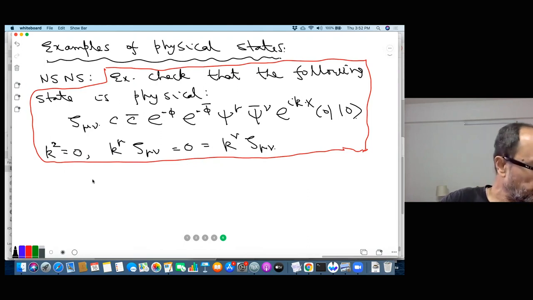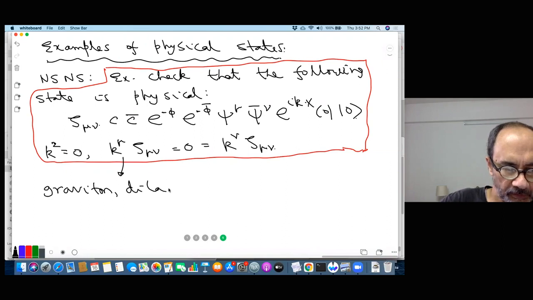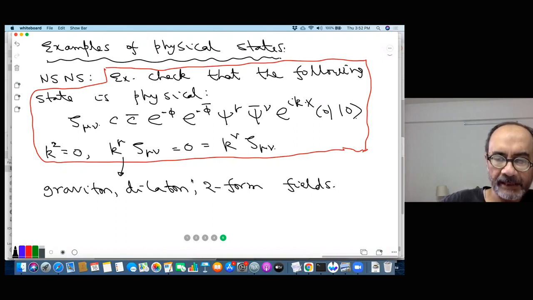Now, this one you can identify as the graviton, dilaton, and 2-form fields. This is in exact analogy with the bosonic string case. We have the symmetric traceless part giving a graviton, the trace part giving a dilaton, and the anti-symmetric part giving a two-form field.